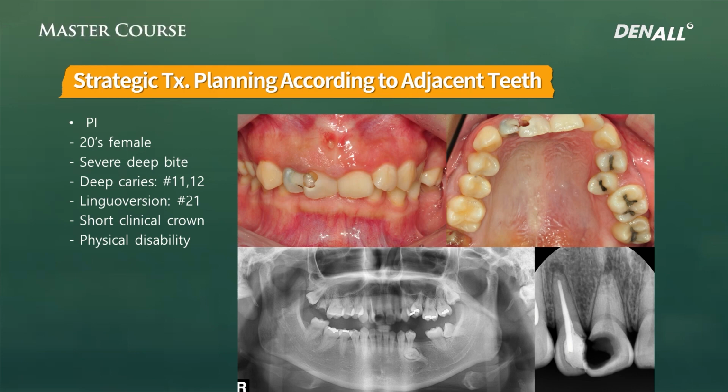In the image, number 21, if you look at the angulation of the root, it's not in balance with adjacent teeth. The clinical crown was very short. I was confounded as to how to come up with a treatment plan for that. I wondered if it was possible to provide an aesthetic prosthesis with appropriate inter-implant distance if I only extracted number 11 and 12 and did implant treatment.